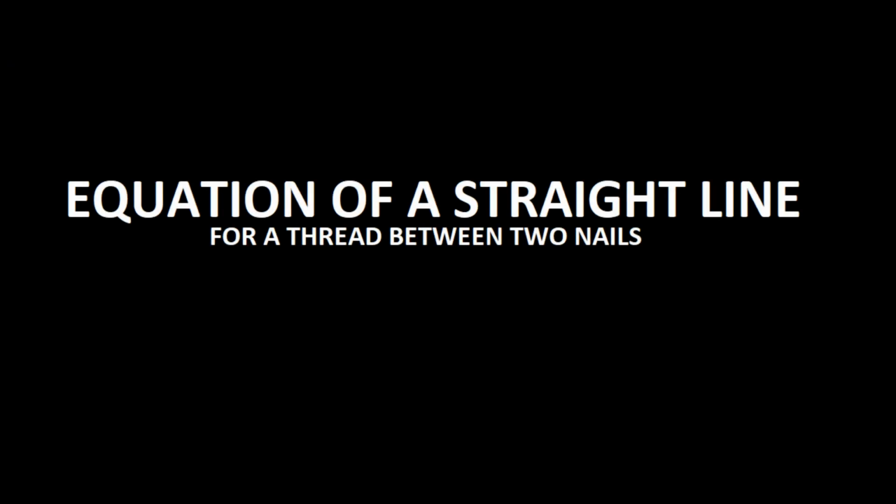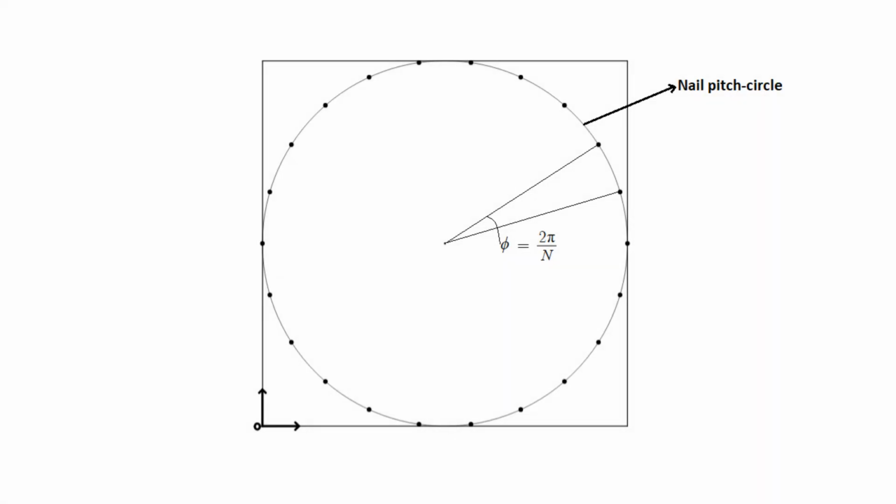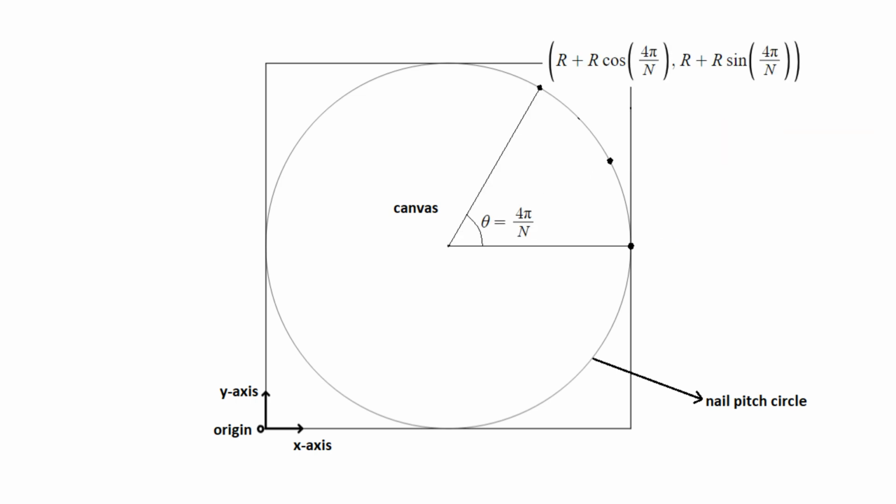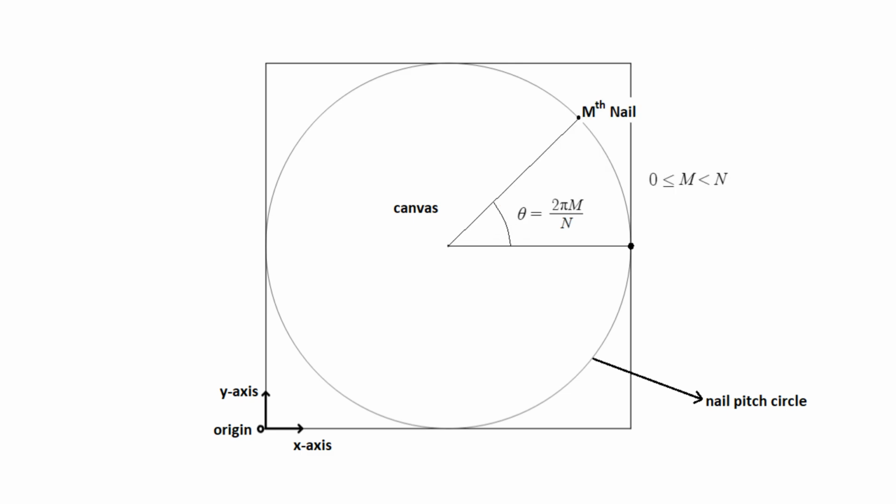As a first step, let us derive an equation for a thread that is wound between two nails. In the last video, we saw that if we have n nails on the canvas, the angle between any two consecutive nails is 2π over n. Therefore, theta is 0 for nail 0, theta is 2π over n for nail 1, 4π over n for nail 2, and so on. And for the mth nail, where m is less than n, theta would be 2π times m over n.